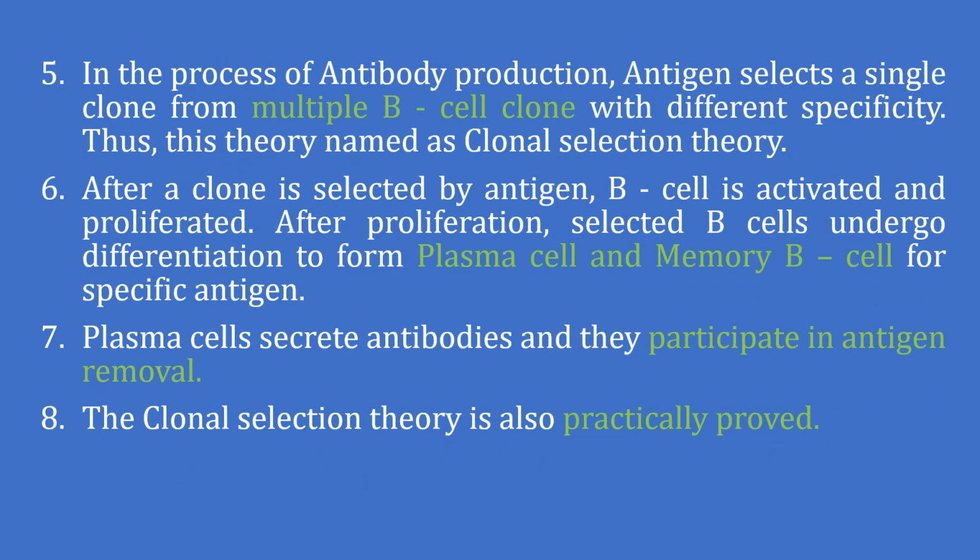In the process of antibody production, the antigen selects a single clone from multiple B cell clones with different specificities. Thus, this theory is named clonal selection theory. After a clone is selected by the antigen, the B cell is activated and proliferates. After proliferation, the selected B cell differentiates to form plasma cells and memory B cells for the specific antigen. Plasma cells secrete antibodies, which participate in antigen removal. The clonal selection theory has also been practically proved.